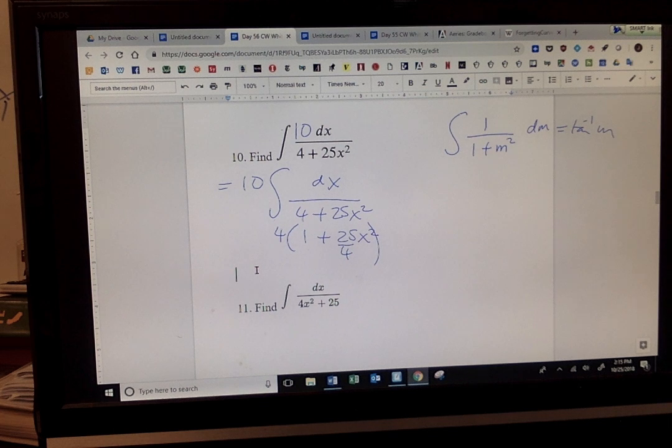Now look carefully. Is there a 1 on top? Is there a 4 on the bottom? Miss Wynn, actually do this. Isn't that kind of like the 1/4 then? Can I pull it out? Okay, observe the algebra. I can just pull out that 1/4. So it really becomes 10 over 4 integral dx over 1 plus 25x squared over 4.